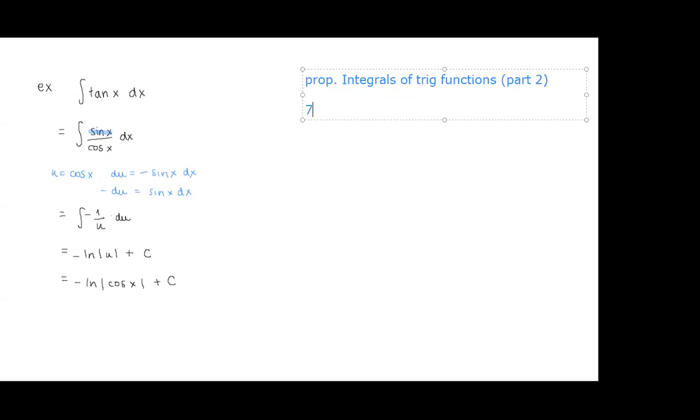So that means I'm going to have rules 7, 8, 9, and 10. Rule number 7 is the one that we just came up with, which was the antiderivative of tangent of x with respect to x. And that gives us negative ln of the absolute value of cosine of x plus c.